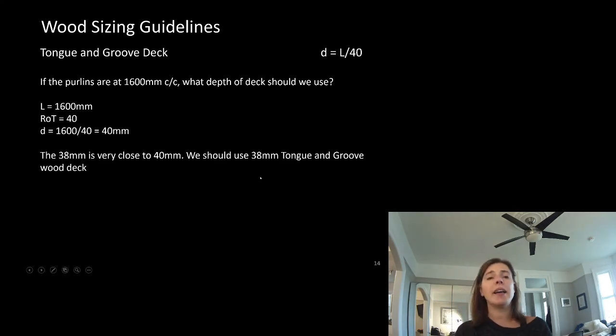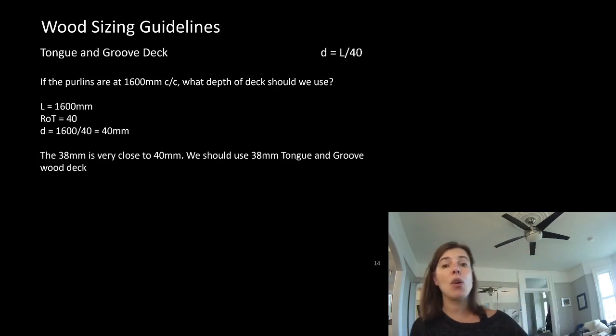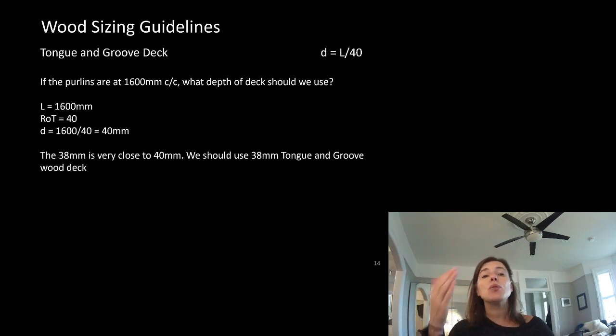So our 38 tongue and groove wood deck would be pretty good. Remember, our steel deck could span 2 meters, so it can span farther than our equivalent tongue and groove deck. The steel deck actually comes in 38 millimeters deep because when it came on the scene, and we're probably talking like the 30s and 40s, it set out to compete with tongue and groove deck.